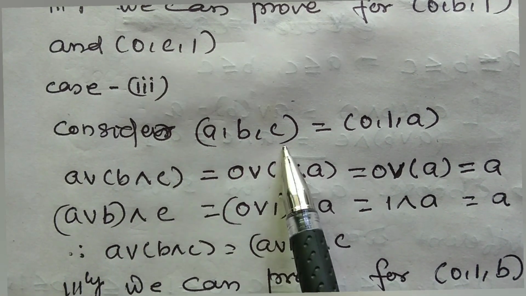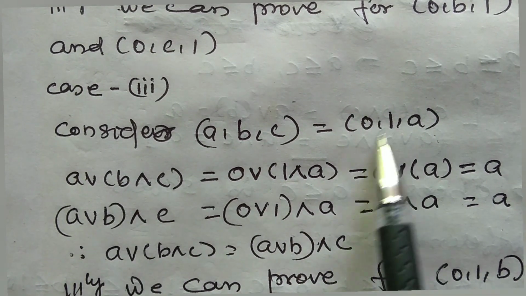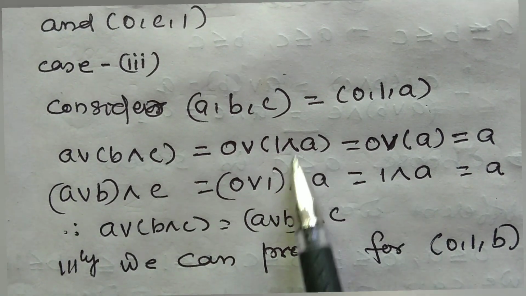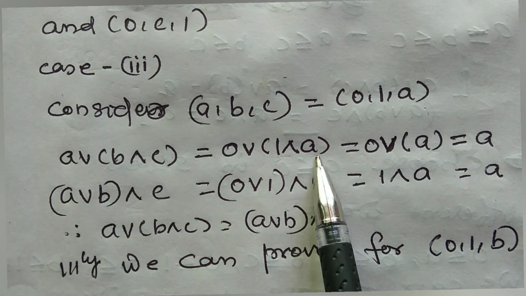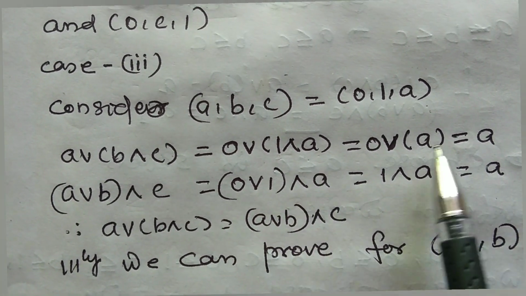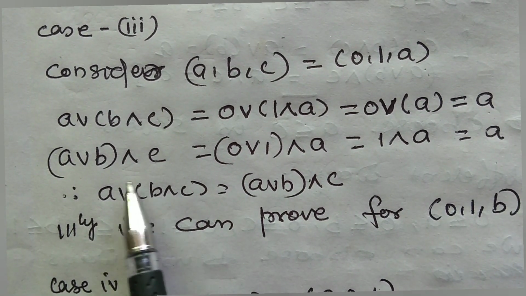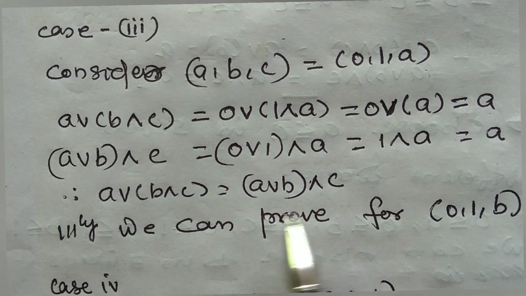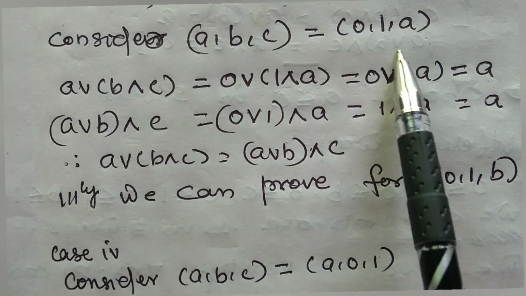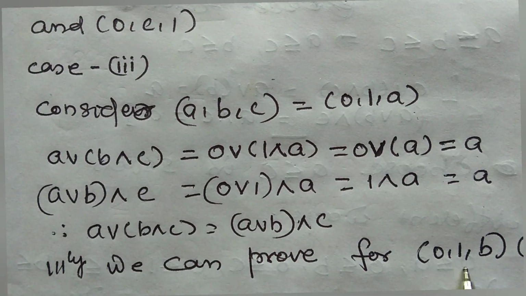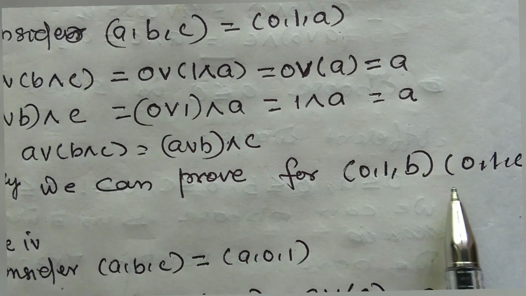Now case 3, (A, B, C) equal to (0, 1, A). We substitute the values: A is equal to 0, B is equal to 1 and C is equal to A. In the similar way, 1 and A is equal to A, because 1 is the supermost element and A is the least value, and means the least value. 0 or A is equal to A, because or means maximum value. So substituting for the RHS side, we get the same value, that is LHS equal to RHS. So here 0, 1, A, we can put B and C instead of A, because we will get the same value only.